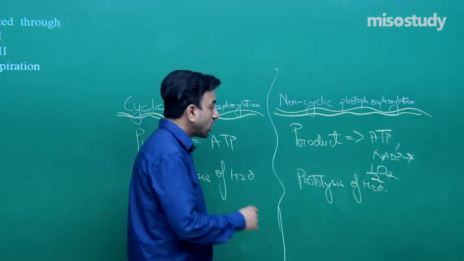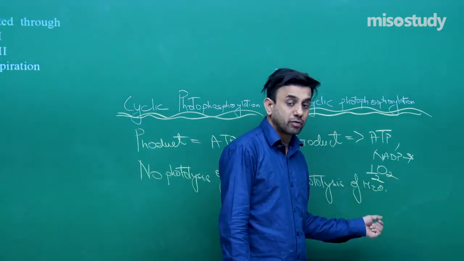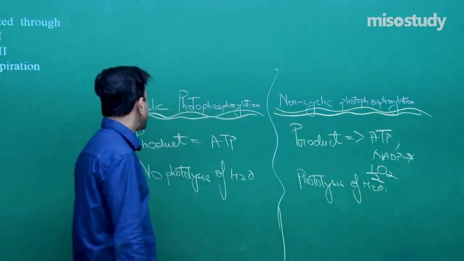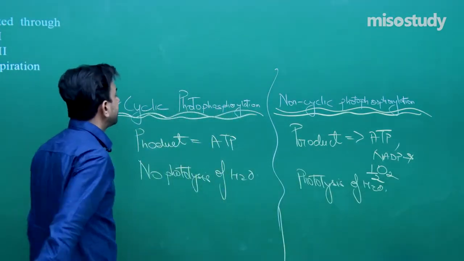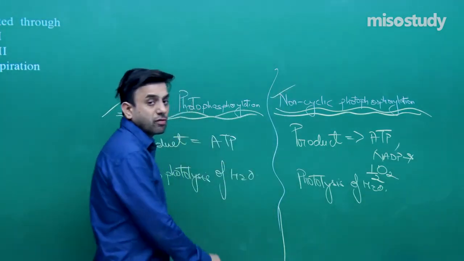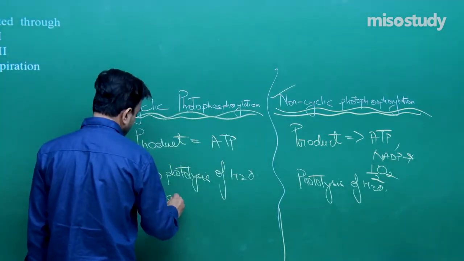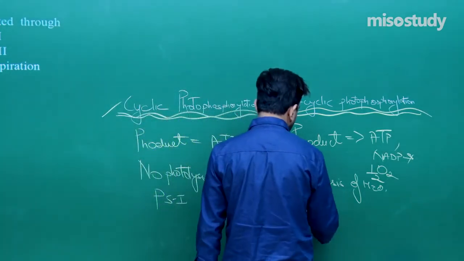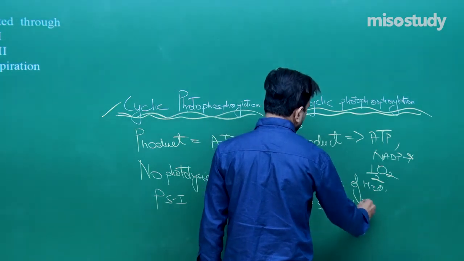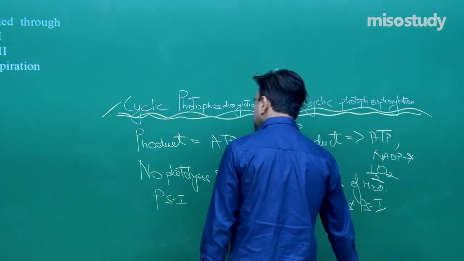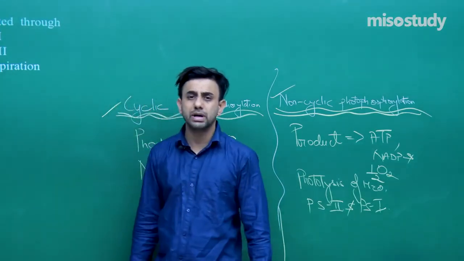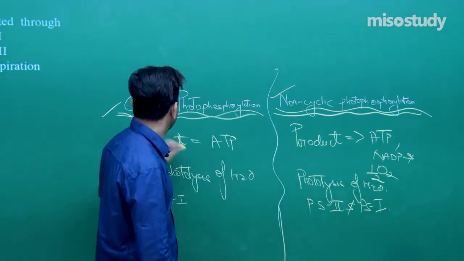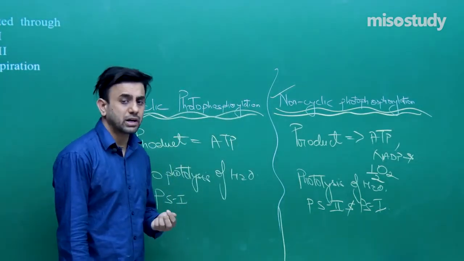Why? Because the electron is not coming back to PS2 680, with which it starts, and hence the electron has to be returned back. In the cyclic photophosphorylation, we said that PS1, that is 700, is involved. Here PS2 and PS1 both are involved. There are many other small differences, but these are the basic major differences between the cyclic and the non-cyclic photophosphorylation.